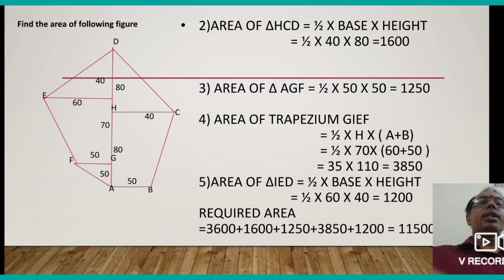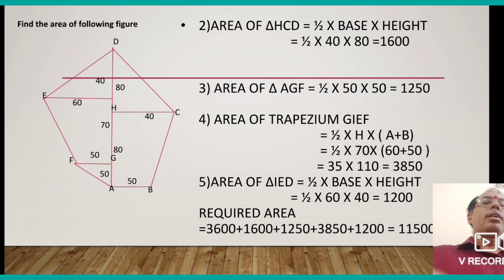Area of trapezium GIEF, again half into H into A plus B, that is half into 70 into 60 plus 50. Area of triangles are very easy, just observe the trapezium carefully. You only have to practice that. Okay, so see here the H value is 70, A value 60 and B value 50. By substituting that we get half into 70 into 60 plus 50. Then 2 1s are 2, 35s are 35, and 60 plus 50 is 110, 35 into 110, 3850.